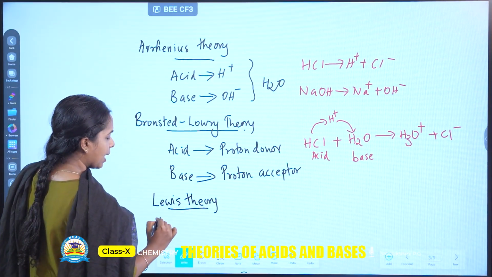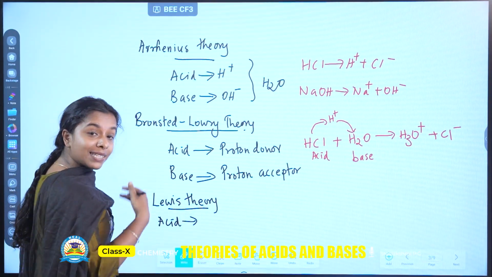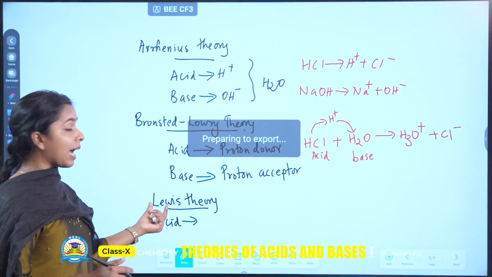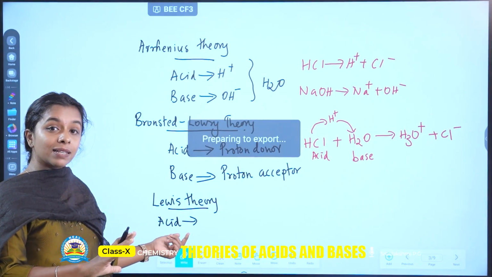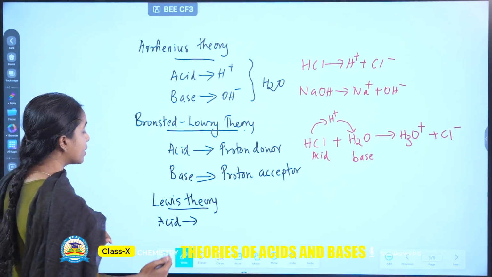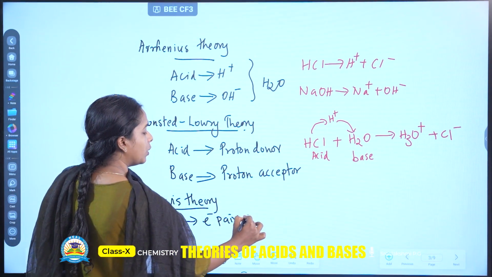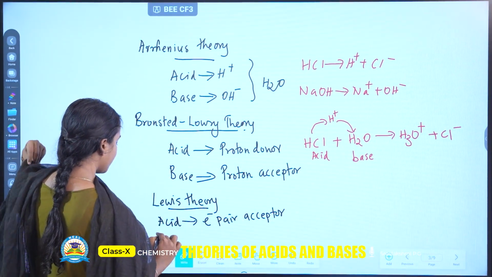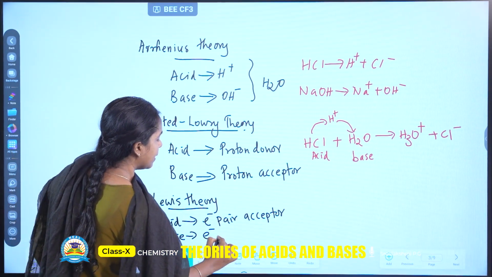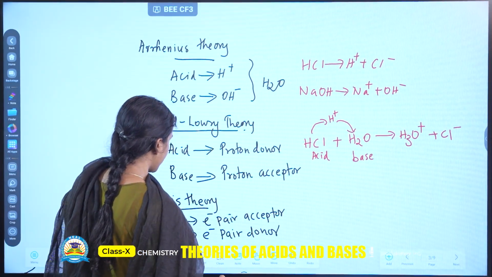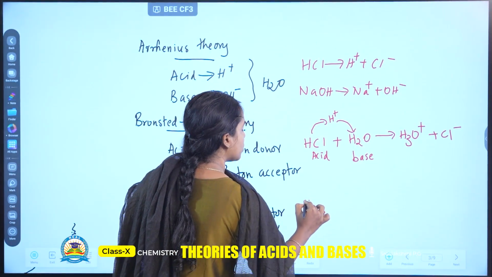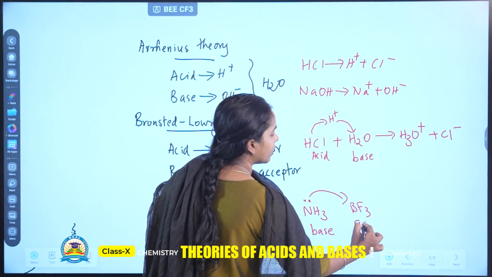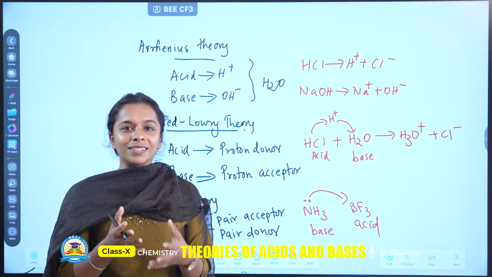Now we have the third one, that is the last one, that is Lewis theory. According to Lewis theory, acid is an electron acceptor. Acid will accept an electron pair and base will donate an electron pair. That's what we have seen in the case of NH3. So acid is an electron pair acceptor, and base is an electron pair donor. What was the example we have seen? Yes, it was NH3. NH3 has a lone pair of electrons, which it will give to BF3. So NH3 will be the base and BF3 will be the acid.